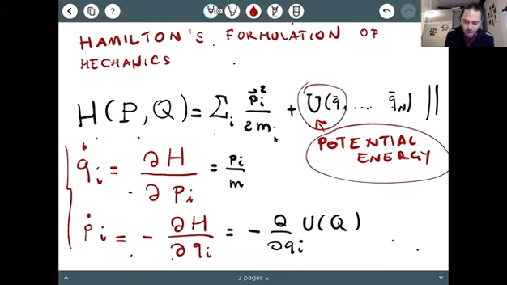So the workflow would be: define H, compute equations of motion, which I'll write this way. So basically Newton's equations. Again, you have to do this very, very annoying procedure, having to restart.